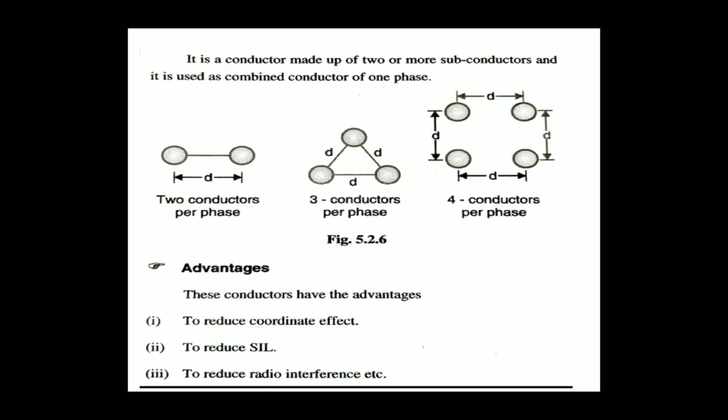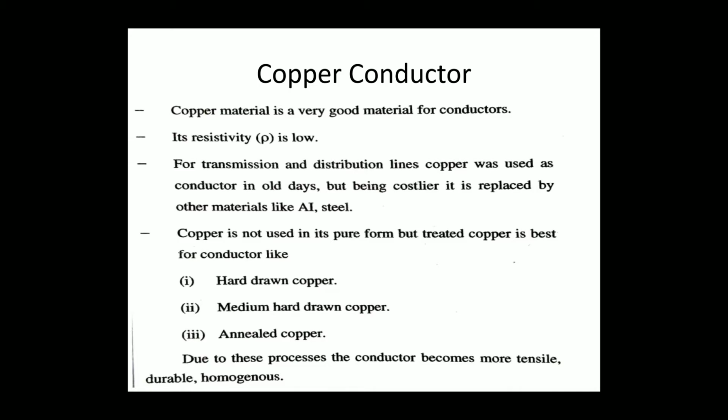The advantages of the bundle conductor: to reduce the corona effect, to reduce SIL, and to reduce radio interference. These are the advantages of the bundle conductor. The next is the copper conductor. The copper material is a very good material for conductors. Its resistivity is low. For transmission and distribution lines, copper was used as a conductor in the old days, but being costlier, it was replaced by other materials like aluminum and steel.